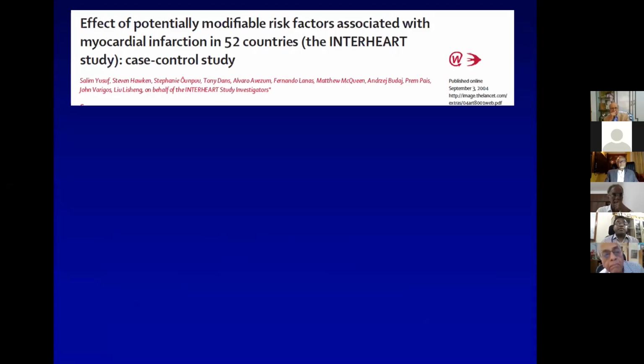But before that, I want to tell you that the Interheart study was preceded by a simple case control study that Dr. Prem Pais did at St. John's, just a few hundred patients of myocardial infarction, and that was published in the Lancet a few years prior to this. And that was almost like a pilot study. And then Dr. Salim Yusuf and Dr. Prem Pais and a few others who you can see on this designed the study. I was very fortunate to attend most of the meetings of this Interheart study.